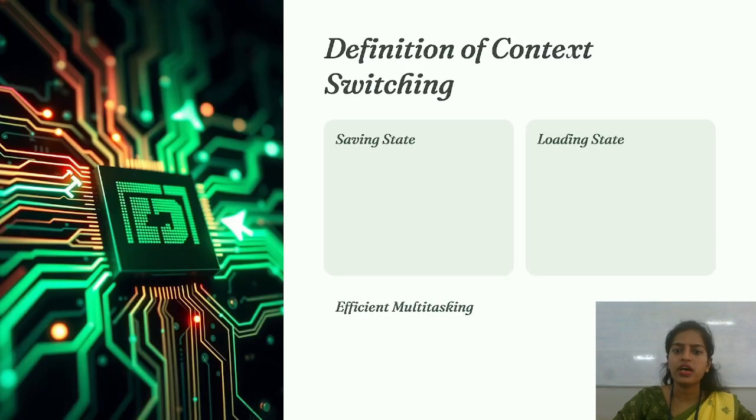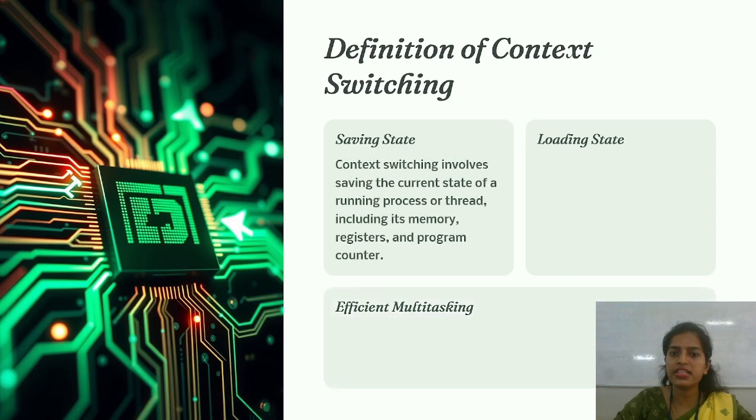Now what is the definition of context switching? It involves three parts: saving the state, loading the state and efficient multitasking. First, saving the state. Context switching involves saving the current state of the running process or thread, including its memory, registers and program counter. Why save the data? Before the CPU switches to another process, it must save the state of the currently running process so that it can utilize that information when resuming this process again. So saving the state is the first step in context switching.